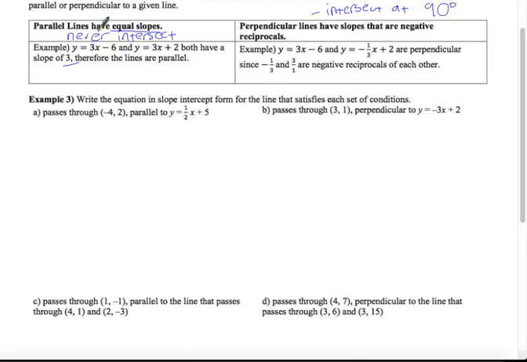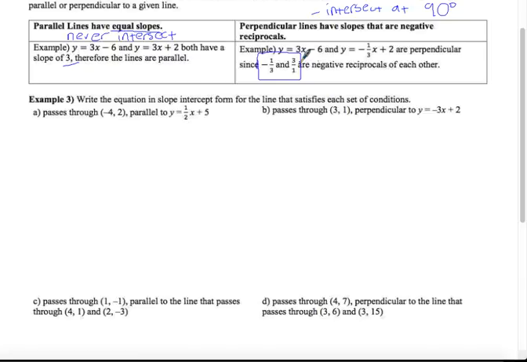So parallel lines have equal slopes, and perpendicular lines have slopes that are negative reciprocals. So remember, they have to be negative and reciprocal. So 3x minus 6 and negative a third x plus 2 are perpendicular, because negative a third and 3 over 1, we have one negative, one positive, and then they're reciprocals of each other.